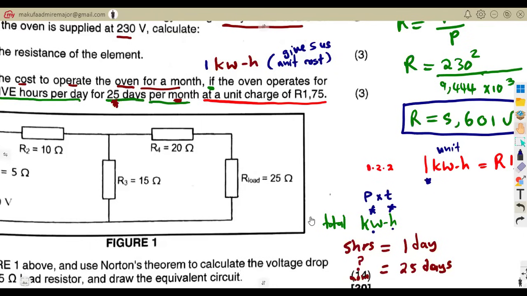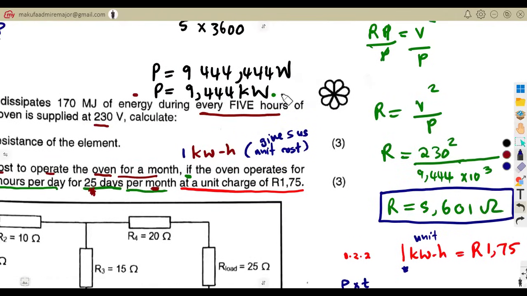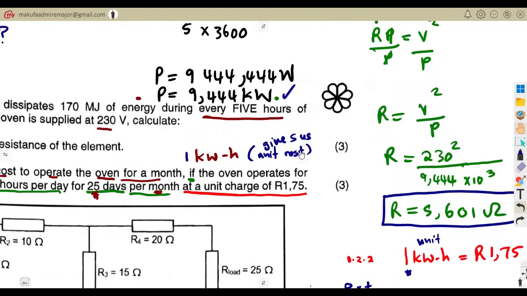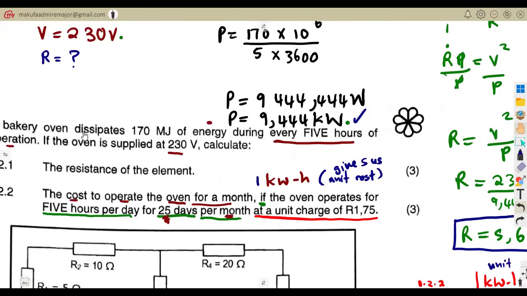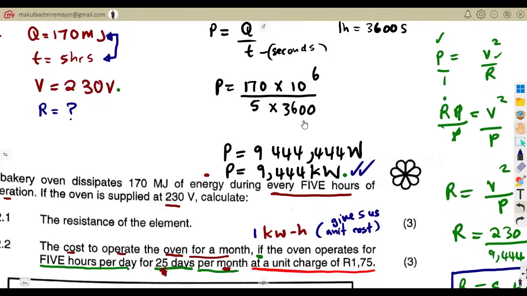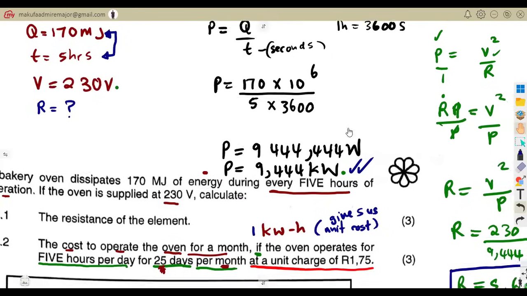So you have to take your power in kilowatts. Remember, you calculated the power in kilowatts of this same oven, because it's the same oven that we are talking about. And it has to use 9.44 kilowatts in every 5 hours of operation, 5 hours per day. So we're not going to recalculate the power because we calculated this power during every 5 hours of operation. So it's a continuation. The power is already there in 5 hours. Remember, that's why you converted this to seconds. So this is the power that we have.